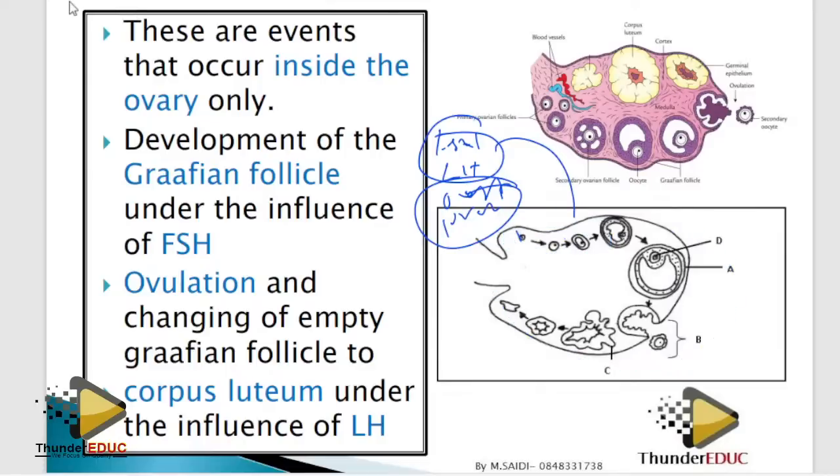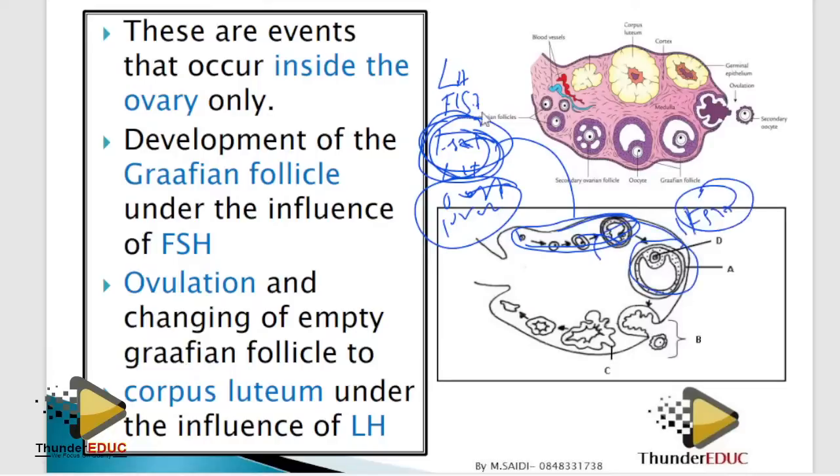Look, here this one is developing, so it's under the influence of these 2 hormones. When you're talking about the development, you only talk about these 2 hormones which come from the brain. This one is developing because of the follicle-stimulating hormone, a hormone which stimulates the development of the follicle. Simple. Done.